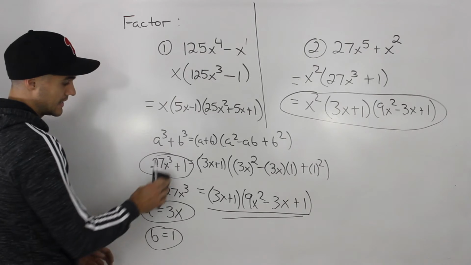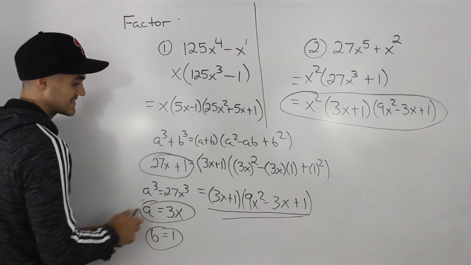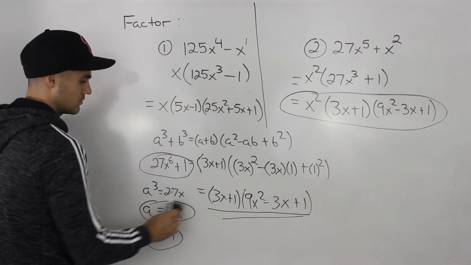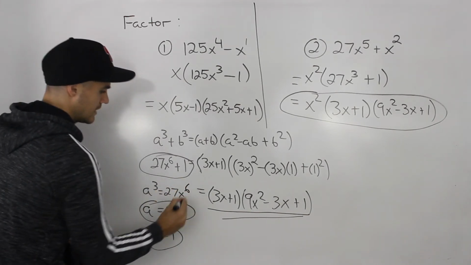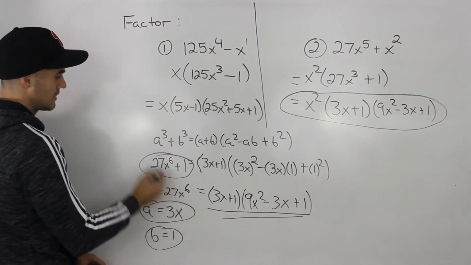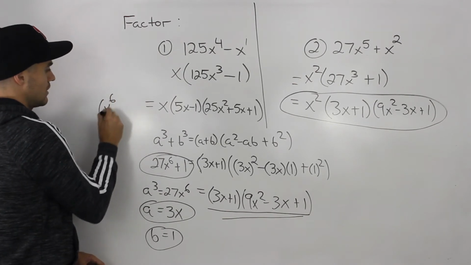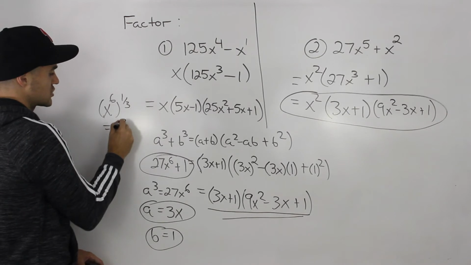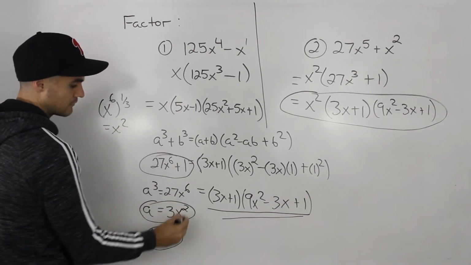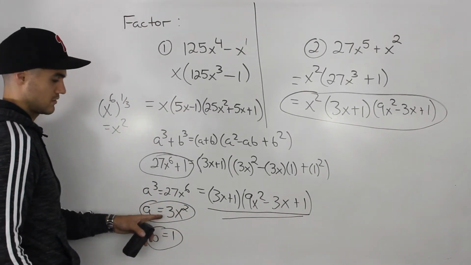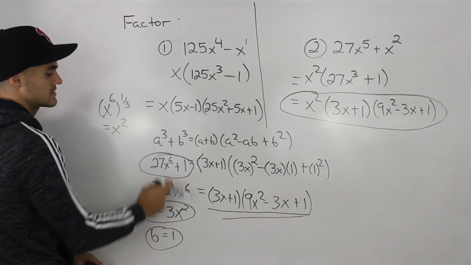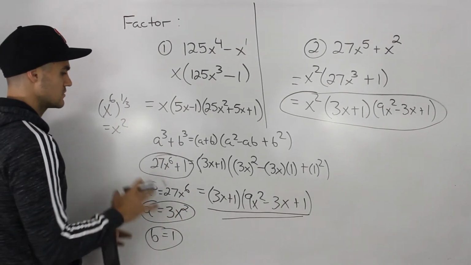So let's say instead of x cubed, this was maybe x to the 6. Then it becomes a little bit more complex, because we have to take the third root of x to the 6. Multiplying the exponent by 1 over 3 gives us x squared. So we would have 3x squared for the a, if this was 27x to the 6 instead. Just things like that.